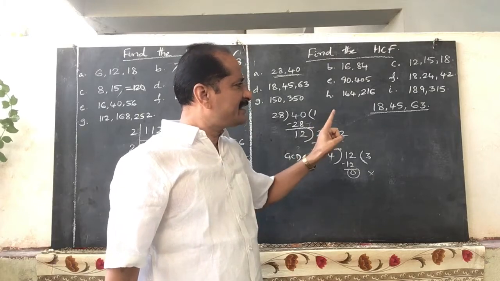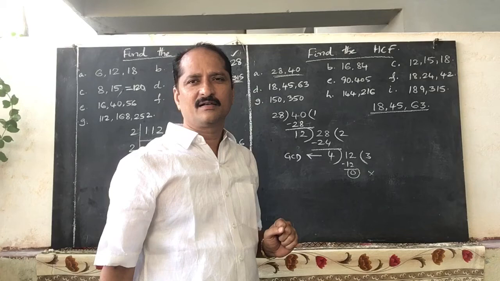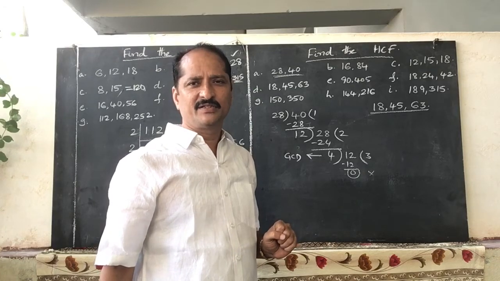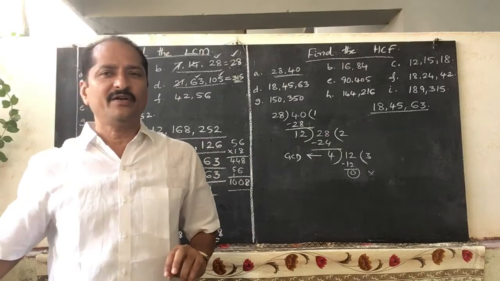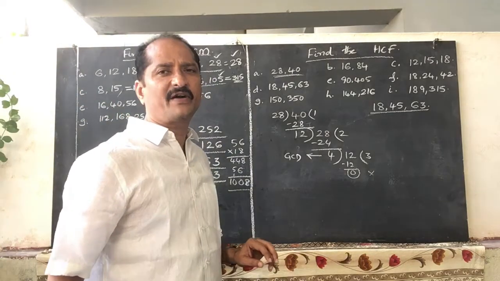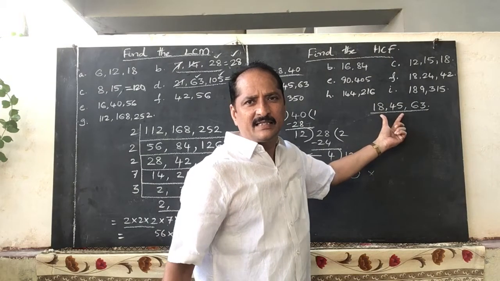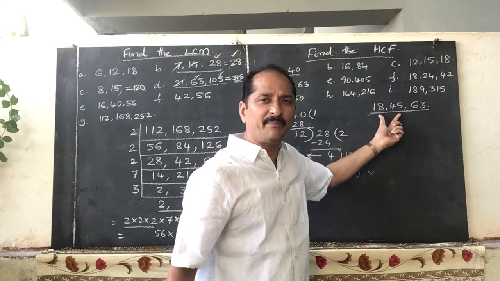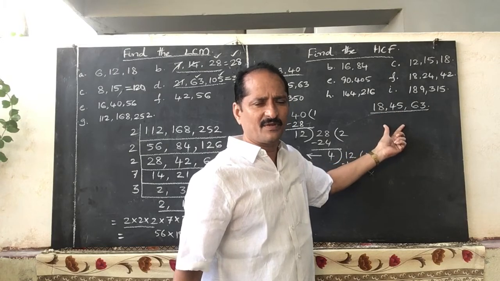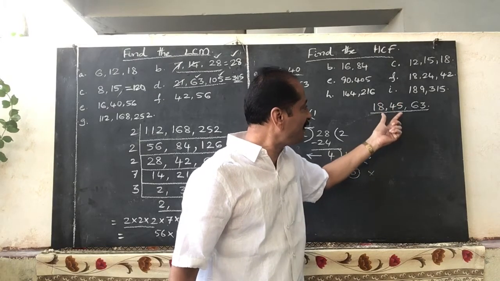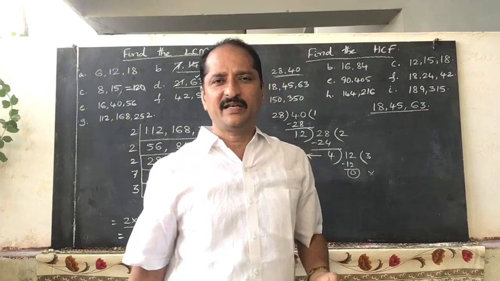Is 18 a divisor of 45, or is 18 a divisor of 63? You can check, nowhere is it a divisor. So this is not the HCF. Now we have to find the HCF. First, find the HCF of these two numbers, and you will get one number. Then find the HCF of that number and the third number again.